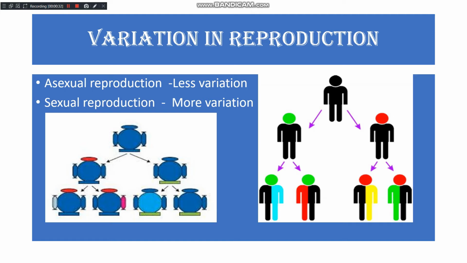Why does it happen so? Because during sexual reproduction the gametes are formed, and the gametes fuse with each other during fertilization. At that time, the chromosomes mate, and some part of the father and some part of the mother combine. Due to this, in the next generation some features are of the father, some features are of the mother, but some features are totally new, and these are variations. Understood?